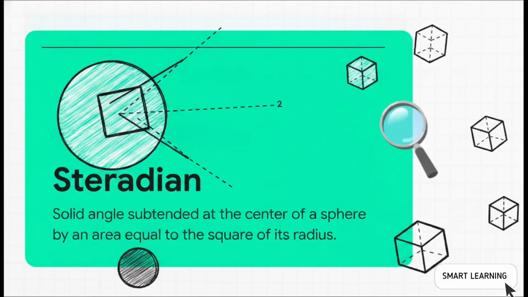All right, let's step it up to 3 dimensions. We're upgrading from flat circles to spheres, and for that, we need the steradian to measure solid angles. So 1 steradian is the solid angle formed at the center of a sphere, but this time it's formed by a surface area that's equal to the square of the sphere's radius.